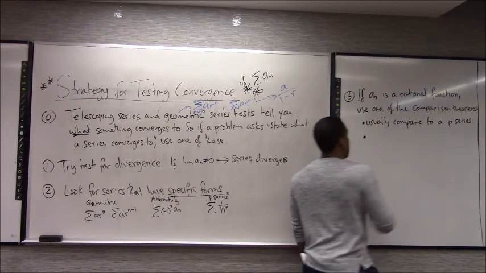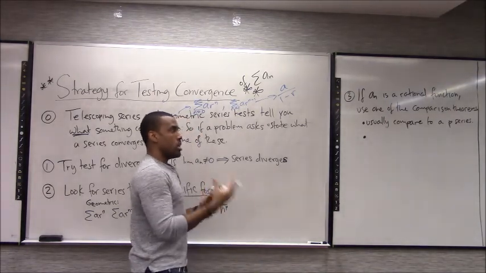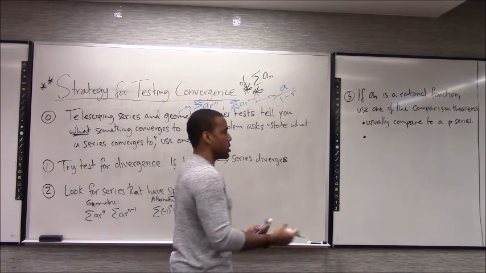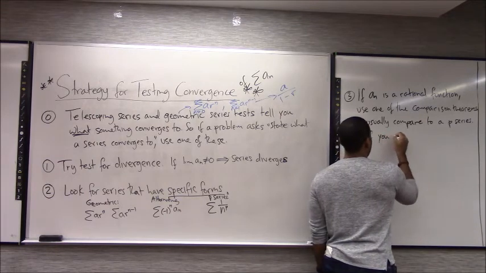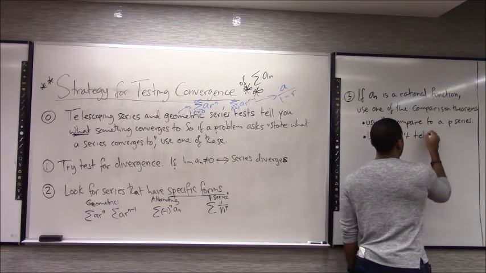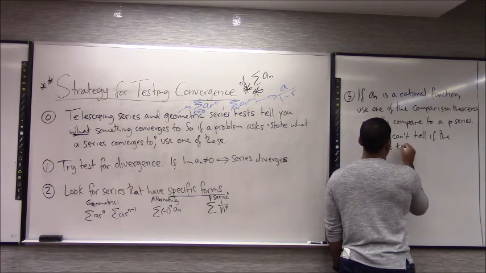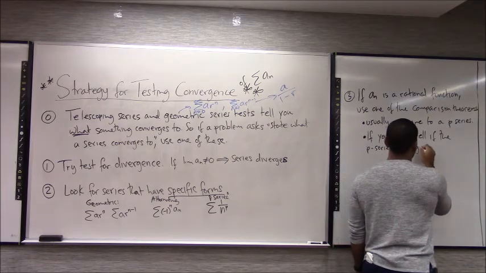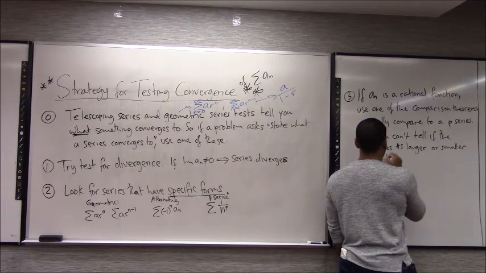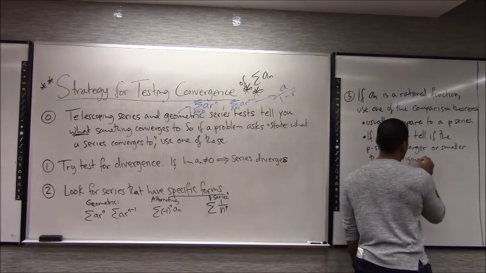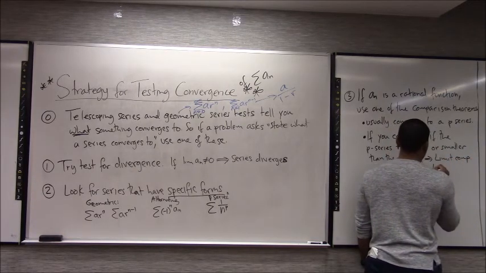And notice that when you ignore all the lower powers, if you can tell who would be bigger or smaller, that's going to be good. But if you can't tell if the p-series is larger or smaller than the original, then you use the limit comparison test. Otherwise, you're going to use the regular comparison test.